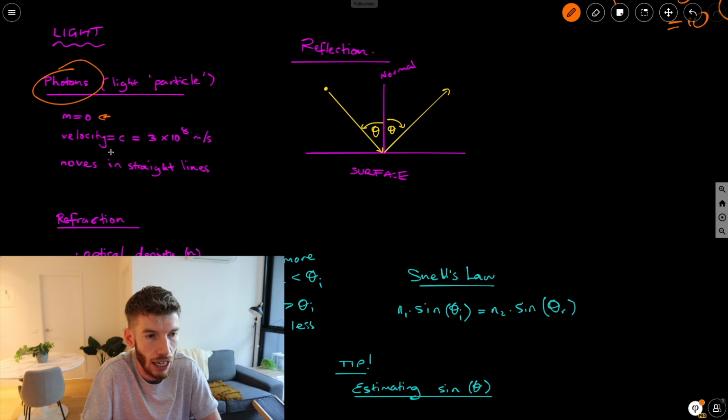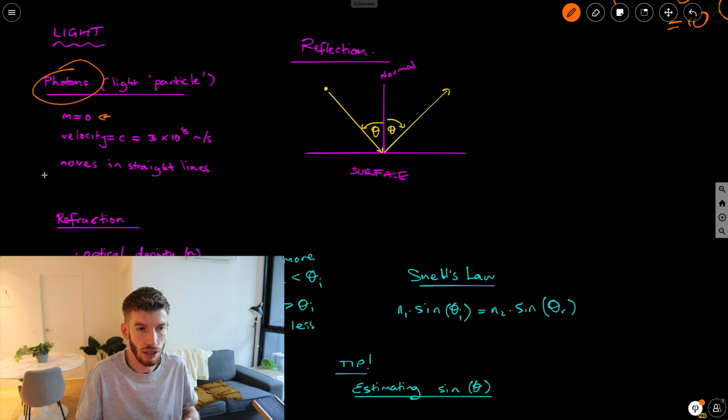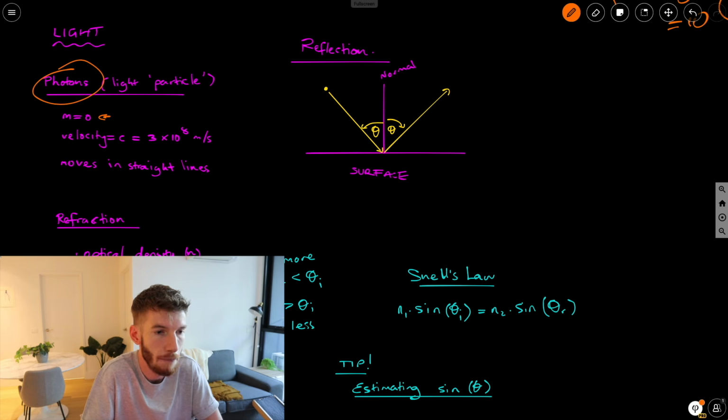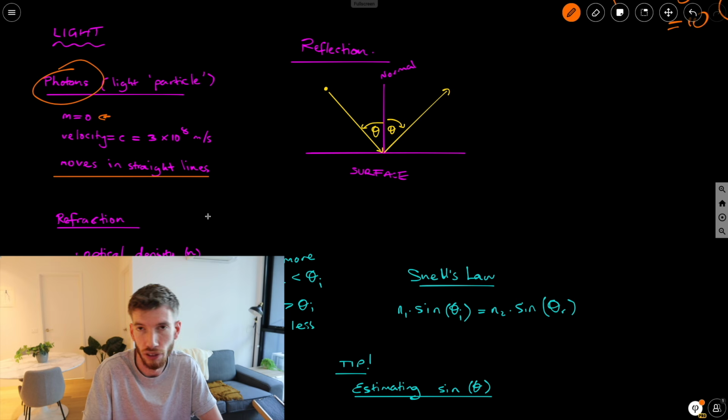So then the next thing is velocity of light. So we take the velocity of light as a constant. It is c, right? Represented as c, the speed of light, 3 × 10⁸ meters per second, 300 million meters per second. And the other thing is, we can assume that light will move in straight lines.